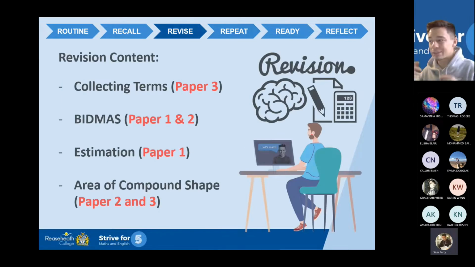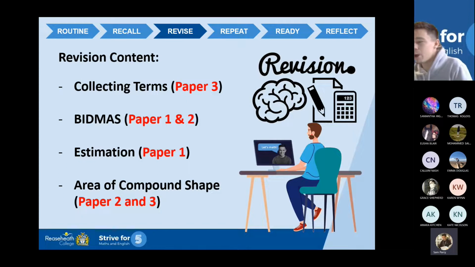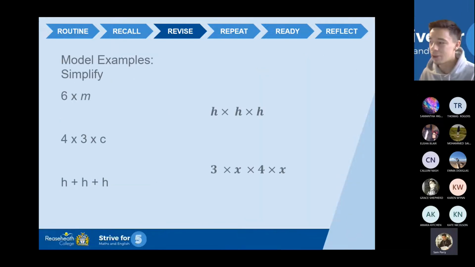Now, that's just to get our brains warmed up, and you'll see hopefully why in a minute. We're going to look at some algebra, where we're going to collect some terms, which is also known as simplifying. We're then going to look at BIDMAS, some estimation, and then we're going to look at doing area of a compound shape. So four main topics. I don't know if this will last the full 2 hours, because from the experience I've had with you so far, you pick things up quite well. So I'm confident, let's put it that way. Okay, let's crack on with collecting terms.